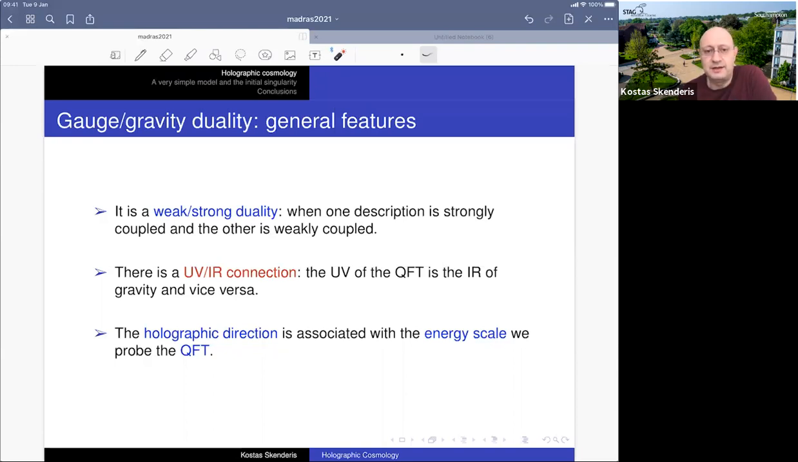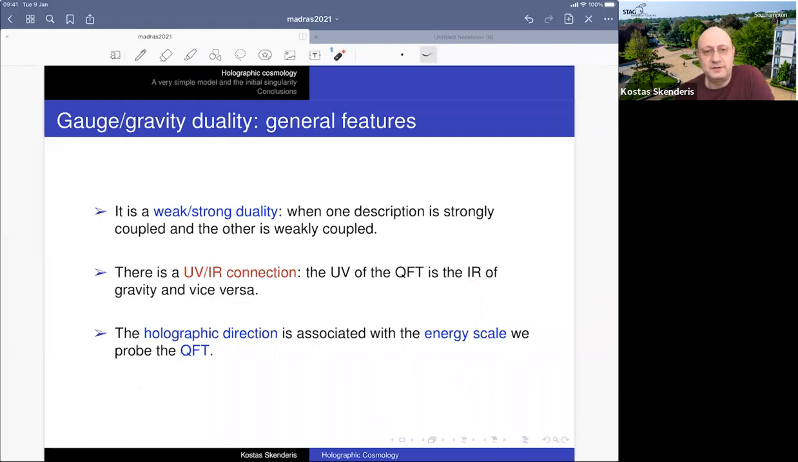But here again, we're going to want to look at this from the opposite perspective. So if you want to understand the UV structure of gravity, then you need to look at the infrared structure of the quantum field theory. And resolving issues that come from the UV of gravity would be associated with resolving issues associated with the IR of the quantum field theory.